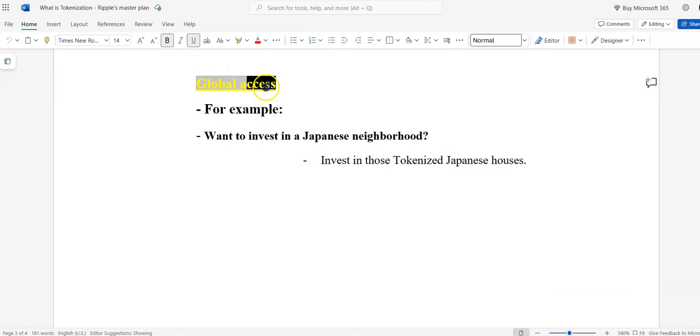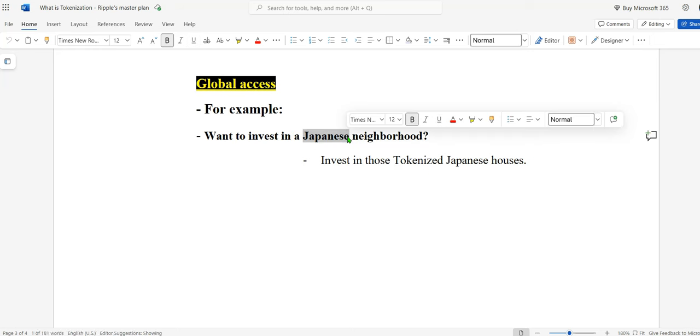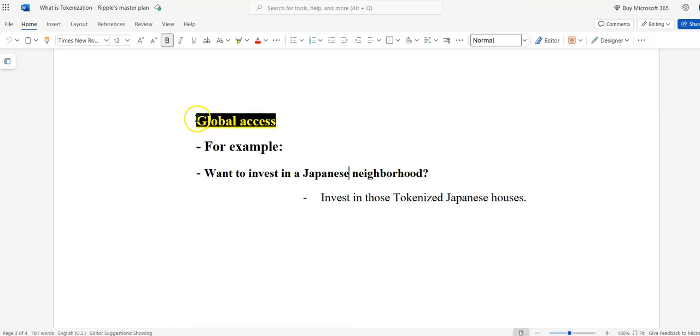Another benefit is global access, right? Remember I said somebody in Japan could invest in your neighborhood? Well, that's only possible if you could tokenize your house. So you tokenize your house, anybody around the world that sees potential in your house could invest, let's say $100, and maybe they say, okay, within 2 years I might get 20%, 30%, whatever. So now everybody around the world has global access to that asset that you have tokenized, right?